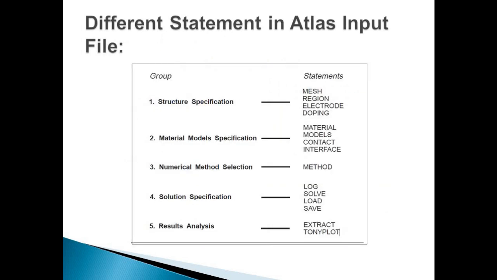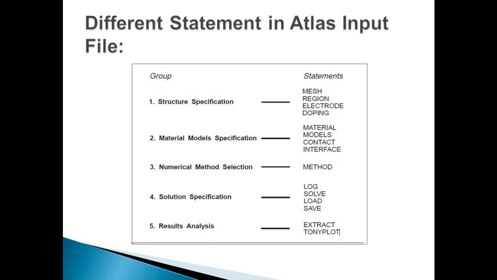The order in which the statements occur in the Atlas input file is also important. There are five groups of statements that must occur in the correct order. Otherwise, an error message will appear, which may cause incorrect operation or termination of the program. For example, if the material model specification is set in the wrong order, then they may not be used in the calculation. The order of the statements within the group, that is structure specification, is also important. Otherwise, it may also cause incorrect operation or termination of the program.